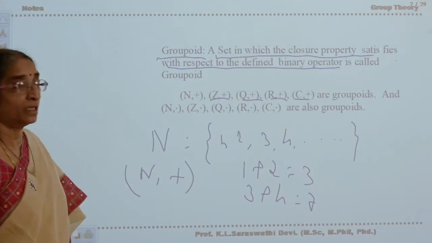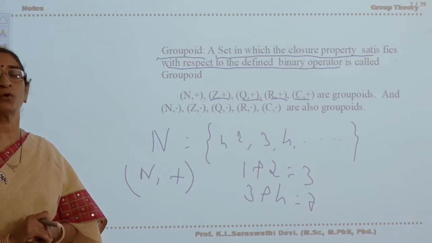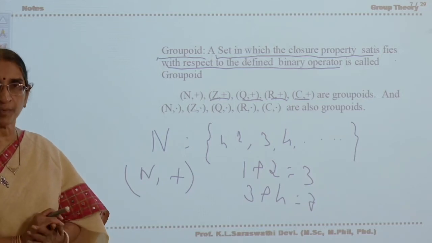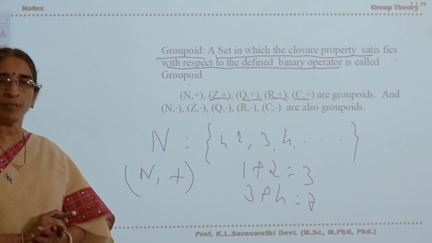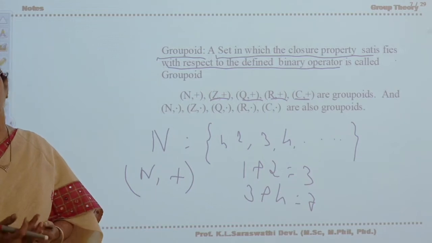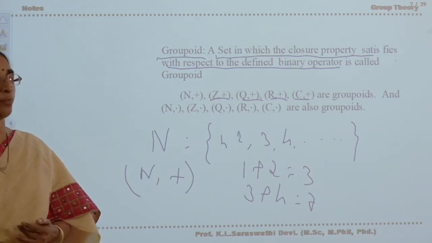What is Z? Z is the set of integers. It will satisfy the closure property with respect to addition. What do you mean by closure property? If the given operator is operated between two elements, the result will also belong to the same set. Then you will say that it is the closure property.